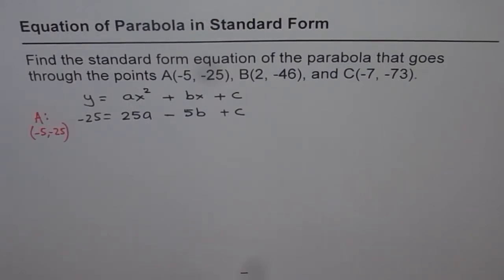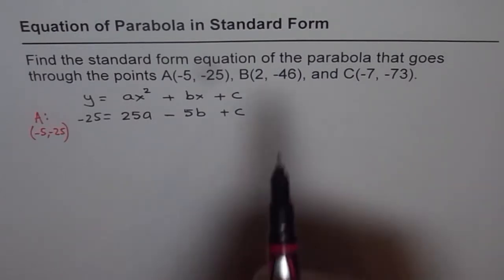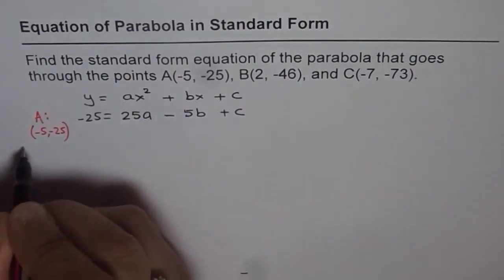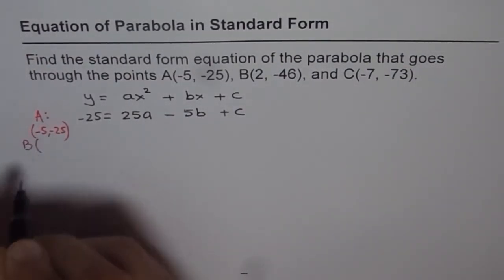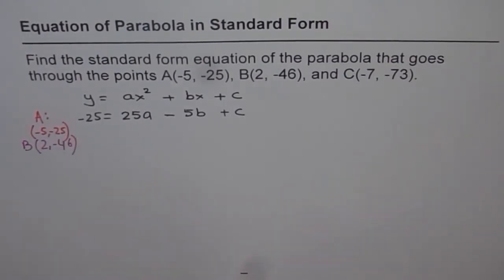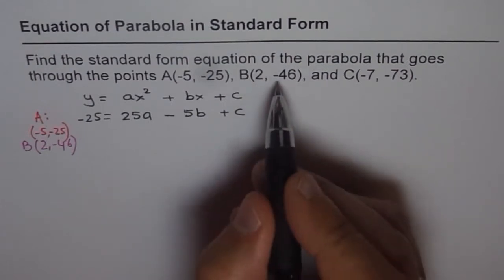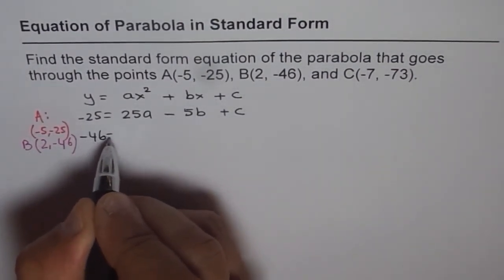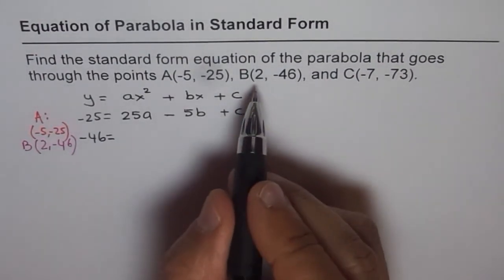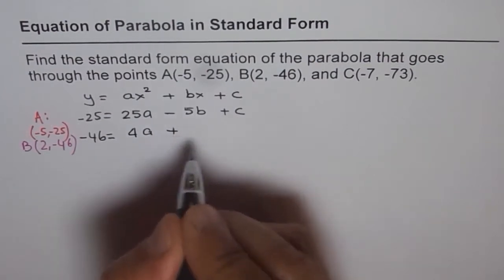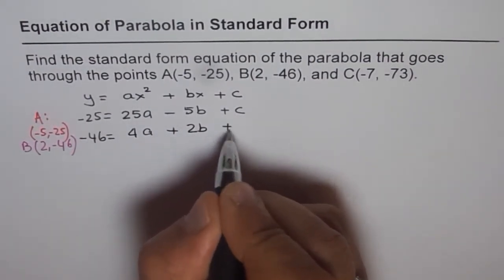So this is the first equation. The second equation we can get with the second point. Now the second point for us is B, which is (2, -46). So let me write down B here, and this time I'll write 2 and -46. That is B, right? So -46 is the y value. So let me write -46 equals, 2 squared is 4, so we get 4a plus 2b plus c.